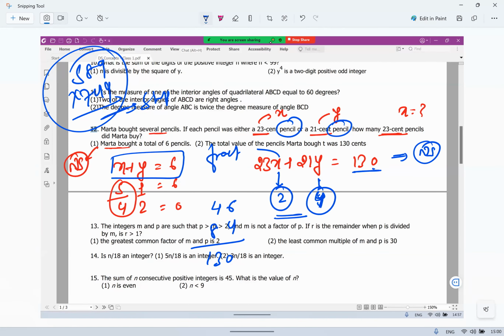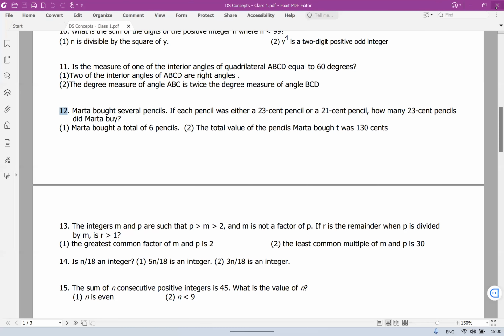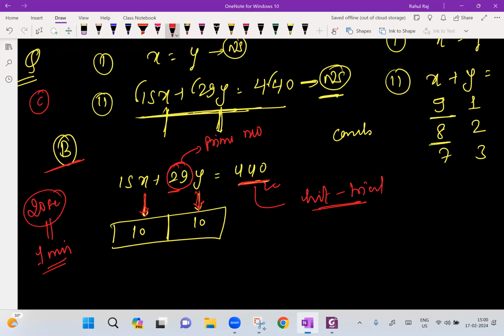Am I right? Anyone, any problem? Sapna, is this clear? Varsha, Ruchita, any problem? So the answer to this question should be B, because there's only one value of X and Y which will give you 130. Kathy, is this okay? Yes. Yes, Rahul.